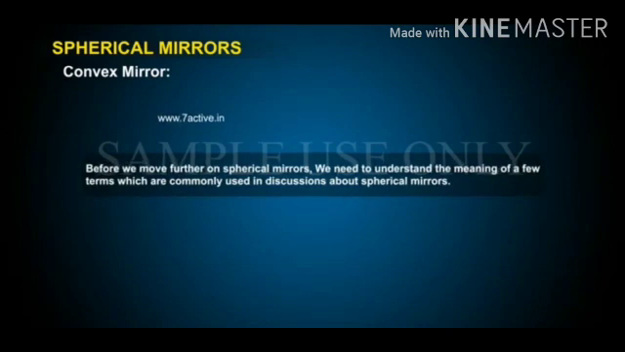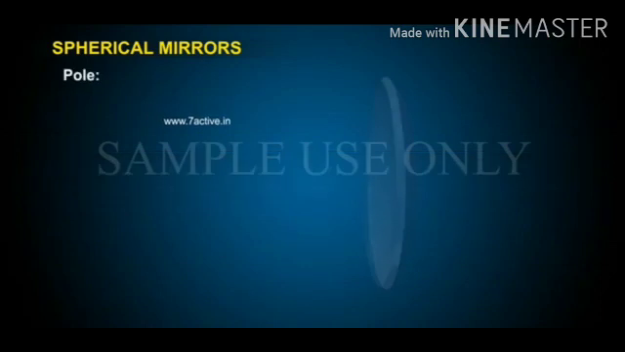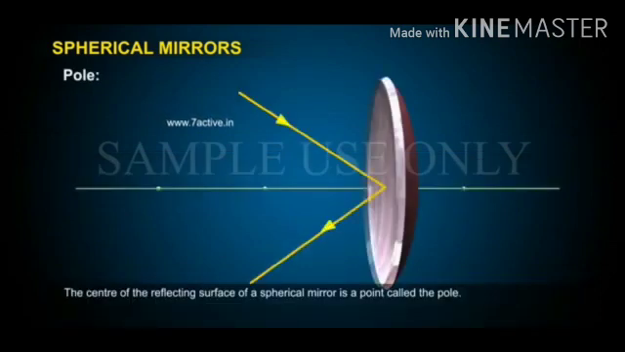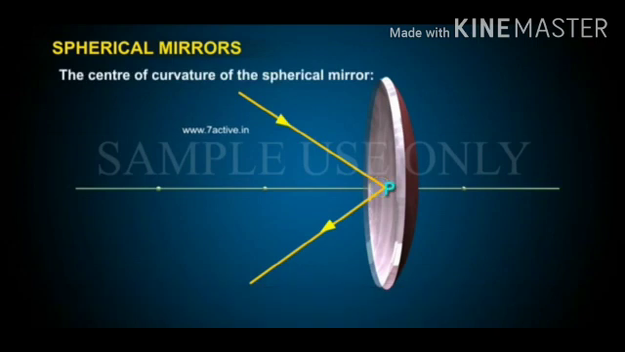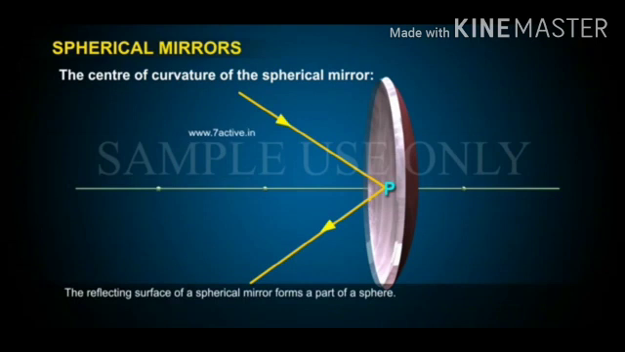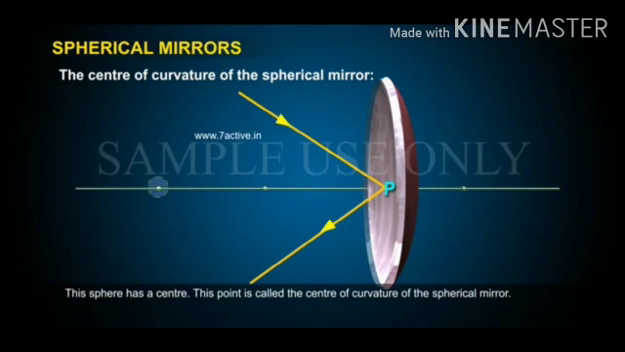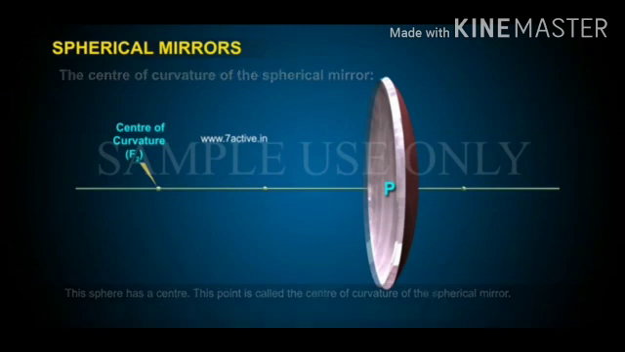Before we move on to the further study of spherical mirrors, we need to understand some terms. Next one, pole. The center of the reflecting surface of a spherical mirror is called the pole. It lies on the surface of the mirror. The pole is usually represented by the letter P. Next, center of curvature of the spherical mirror. The reflecting surface of the spherical mirror forms a part of a sphere. The sphere has a center. That point is called the center of curvature of the spherical mirror.